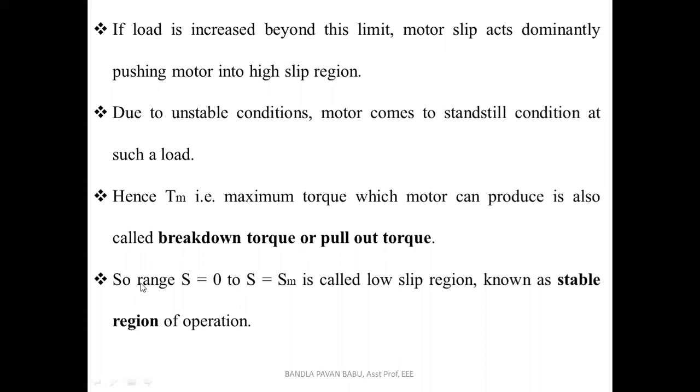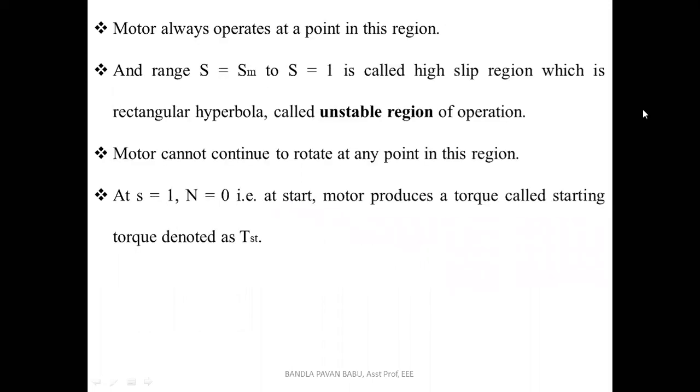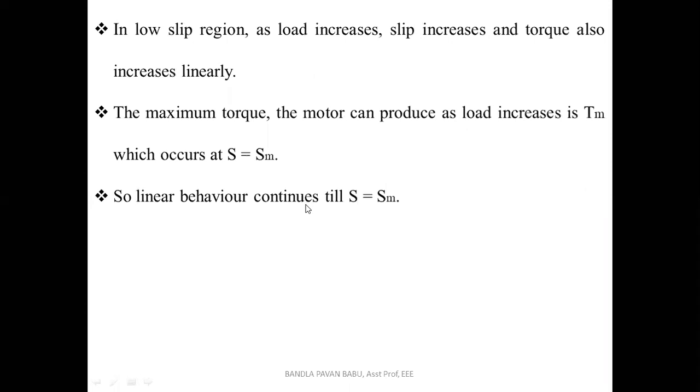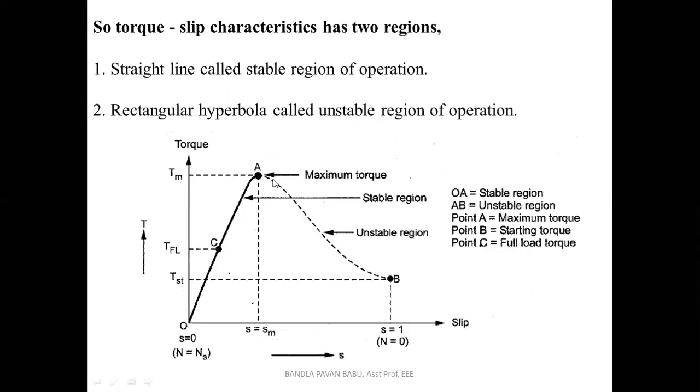Breakdown torque, here we need to highlight this. Breakdown torque is the maximum torque achieved at S equal to Sm, at a particular slip value. The range S equal to 0 to S equal to Sm is called the low slip region, known as the stable region of operation. Earlier we have seen this from the graph, and the motor always operates at a point in this region. And the range S equal to Sm to S equal to 1 is called the high slip region, which is a rectangular hyperbola. So look at this curve from A to B.